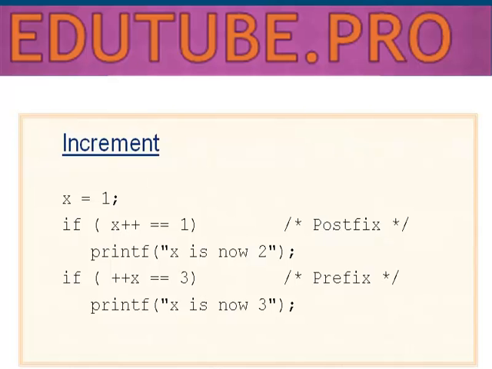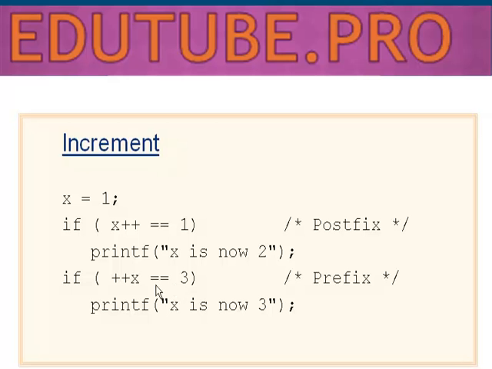Now here's a regular increment. It's done in both what is called postfix and prefix notation. So here you see we set up x equal to 1, and then we come down here to our if. If x++ is equal to 1, then we'll printf x is now 2. What happens here is that we look at x and compare it to 1 before we do the increment. So you see x is here, and then the ++ is to the right. That's a postfix increment. So we do the comparison, then we do the increment. So when we get down here, at this point, x would now be equal to 2 because we would have incremented it after our test.